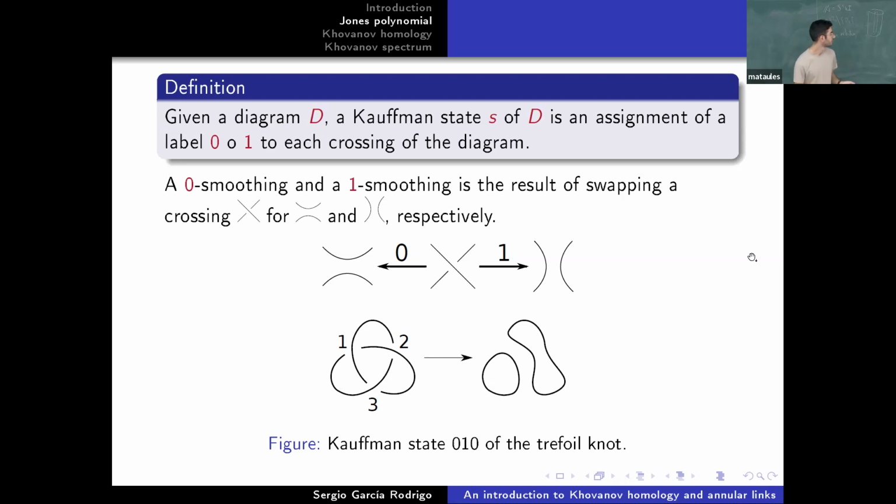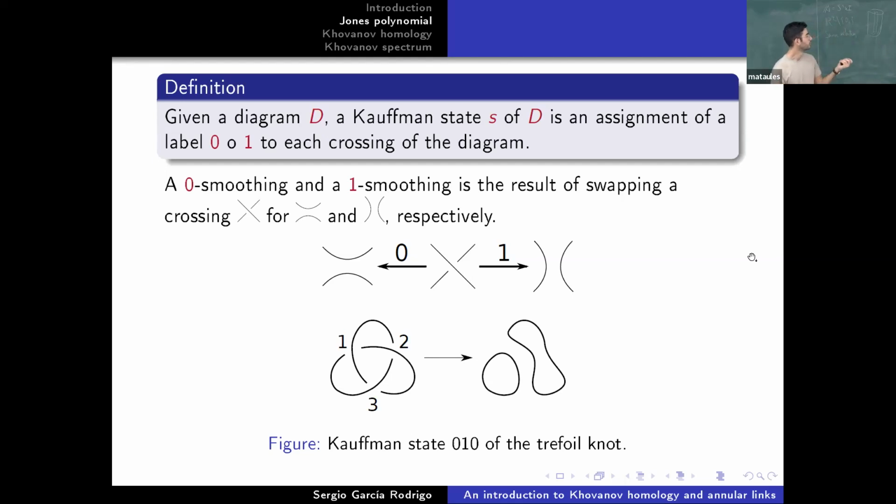So for example, if we have here the trefoil knot, we can assign a label 0 to the first crossing, a label 1 to the second crossing, and a label 0 again to the third one. And we can smooth those crossings as the label tells us. So we change this crossing by something that looks like this, this crossing by something that looks like this, and the third one by something that looks like this. And we get a new diagram that is what we will call also the Kauffman state 0, 1, 0.